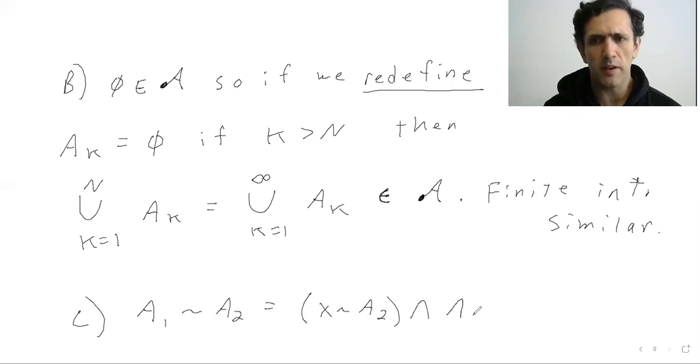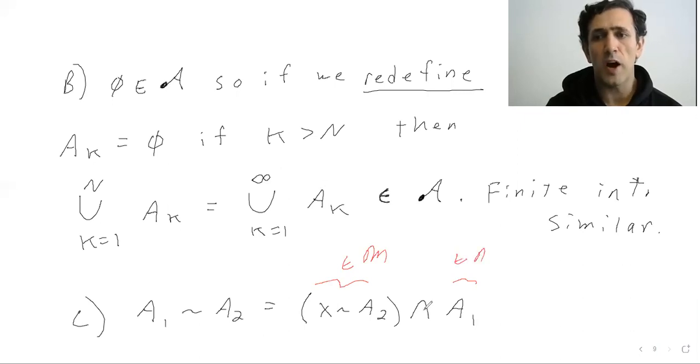If you have any doubt, again, prove this: the left-hand side is a subset of the right-hand side and vice versa, but it's still pretty clear. The right-hand side is stuff that's in A1, but not in A2. That's exactly what the left-hand side is. Well, right, so this is in script A. This is in script A. We know finite intersections of stuff in script A are in script A.